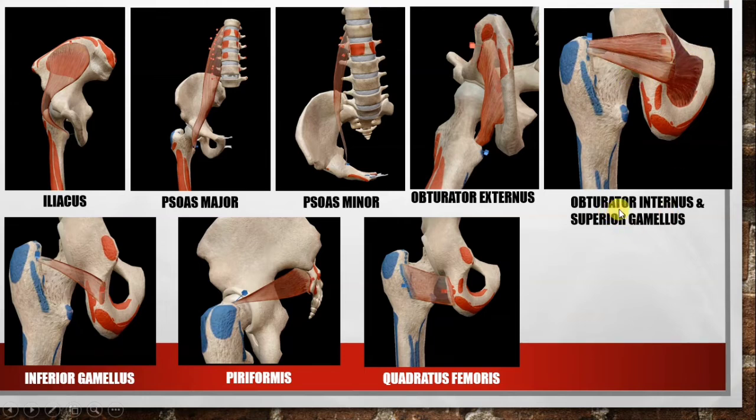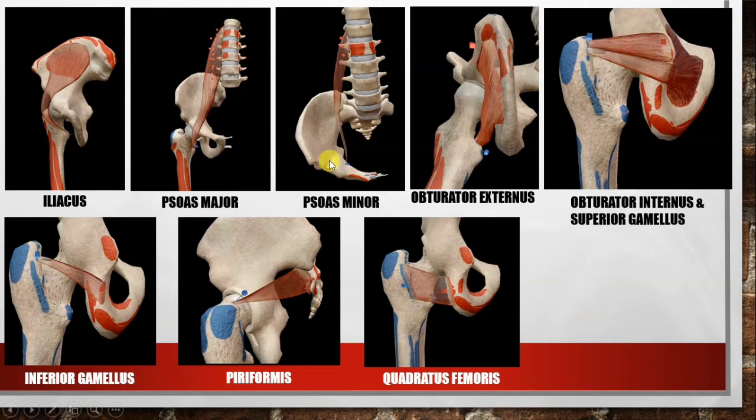So these two muscles are obturator internus and superior gemellus. The lower one is the obturator internus and the upper one is the superior gemellus. You can see here that the obturator internus is arising from the obturator foramen and attached to the greater trochanter. Both have an attachment towards the greater trochanter.